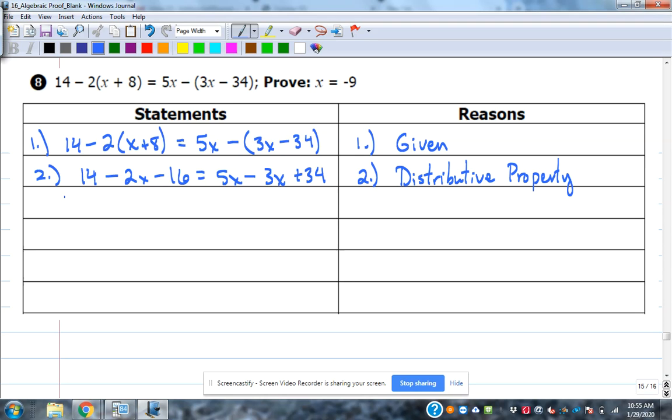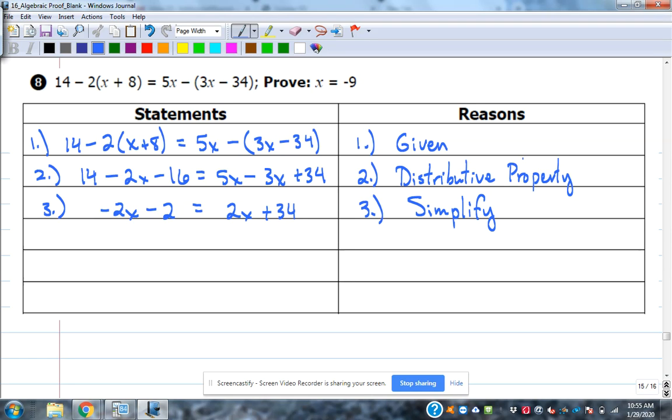Good job. Yes. Step 3, combine like terms on each side. So that's going to be -2x minus 2, and then 2x plus 34. So I'm simplifying each side by putting like terms together. And so that's what I would use for my reason.